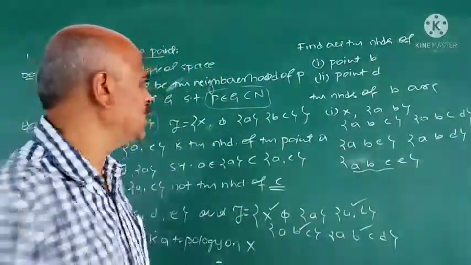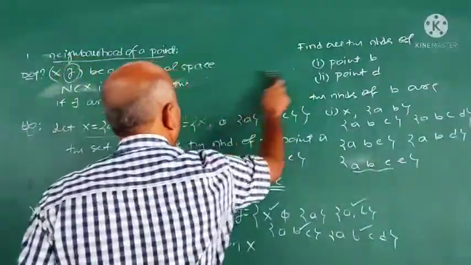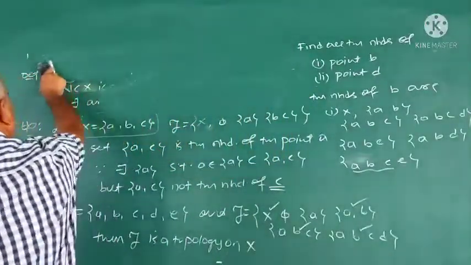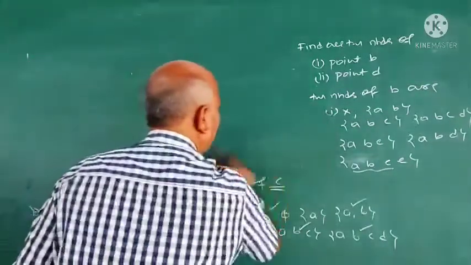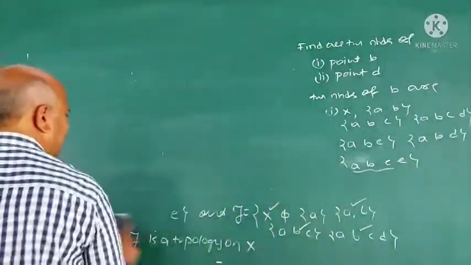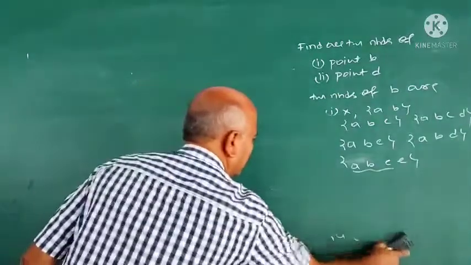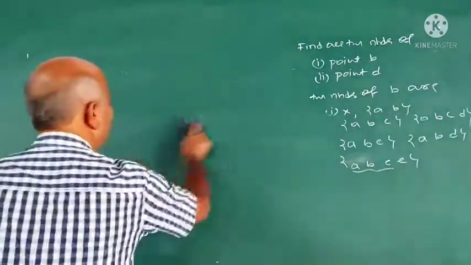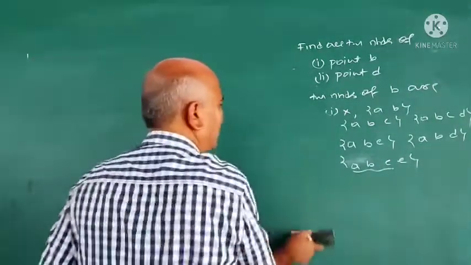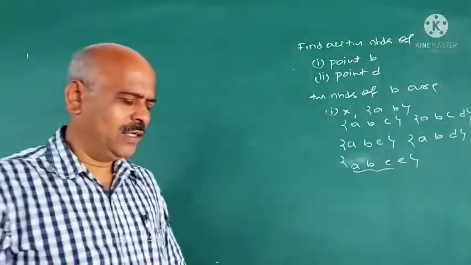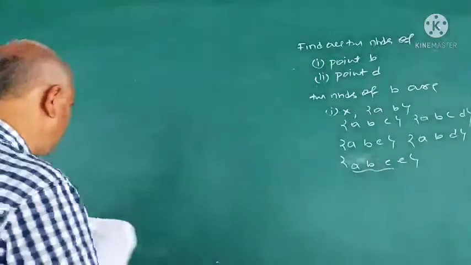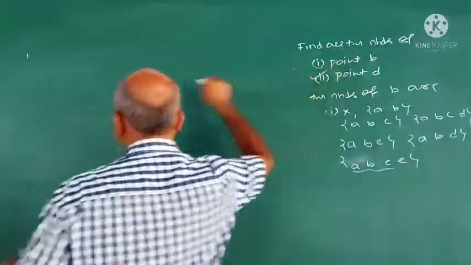I think the definition is clear to all of you. What is a neighborhood of the point? I have taken an example here. The second one I leave as an exercise. You try that. The neighborhood of the point D you have to find out. Follow now what is the definition. This is an exercise. You try this.